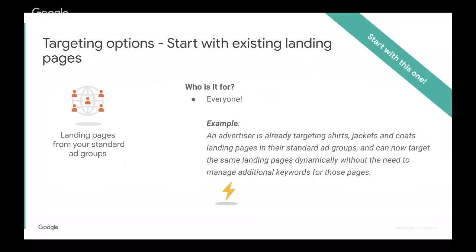Landing pages from your standard ad groups is the easiest starting point for DSA. It will achieve safe and relevant traffic, but also won't narrow it down too much, like some of the other targeting options might. So if you're planning to start DSA after this session, and I recommend that you do, I recommend you start with this option.